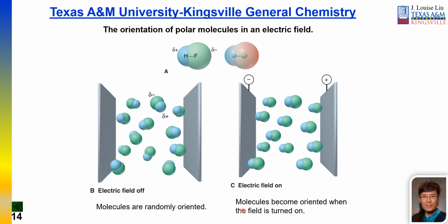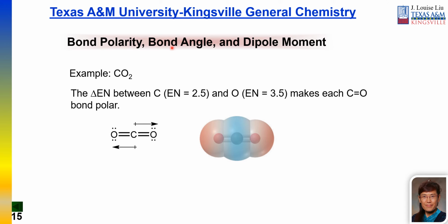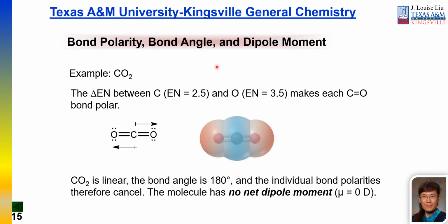In other words, when your electrical field is off, molecules are randomly oriented. Your molecules become oriented when the electrical field is turned on. The molecules' negatively partially charged end will be aligned towards the positive end of the electrical field. And then bond polarity, bond angle, and bond moment.